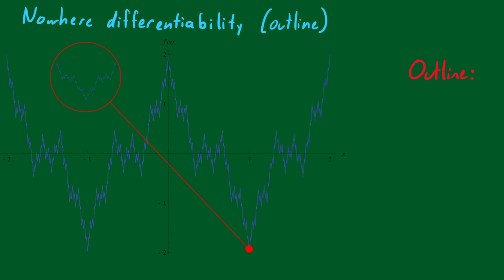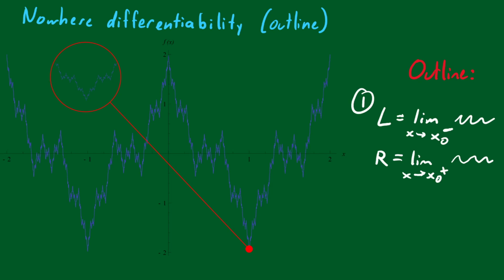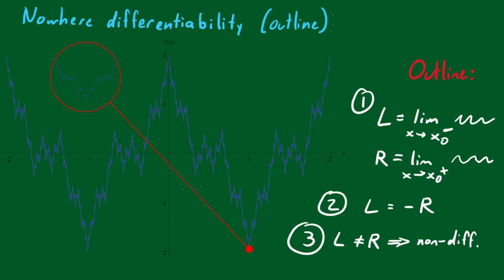The proof involves the following 3 steps. Identify the left and right limit of the derivative at an arbitrary point. Evaluating them cleverly, we would reach the same result, but with opposite signs. Since the left and right limits are of opposite signs and non-zero, the derivative does not exist.